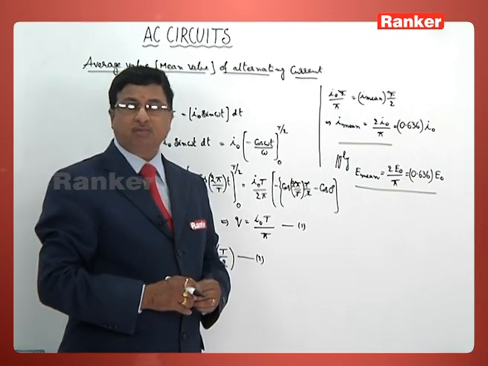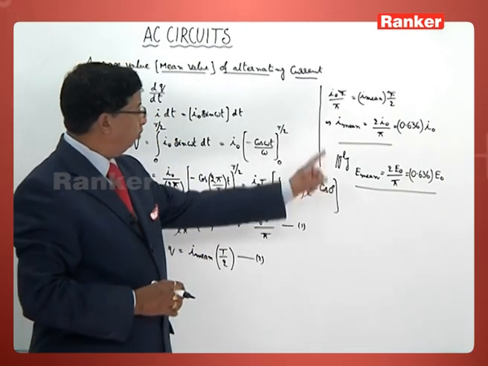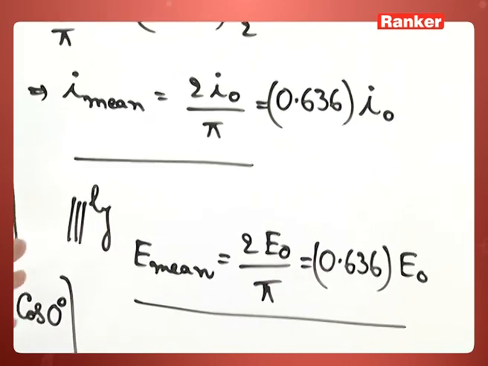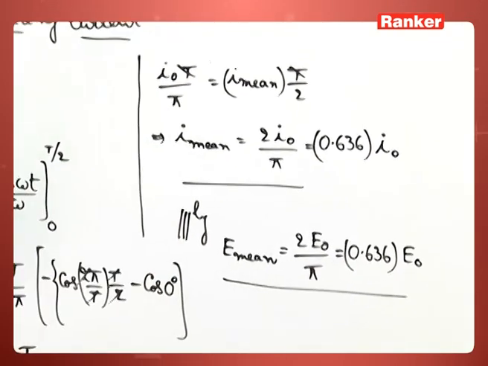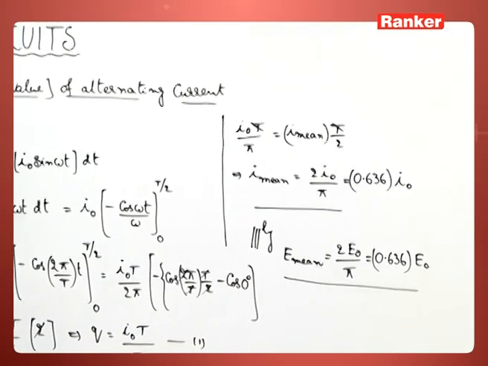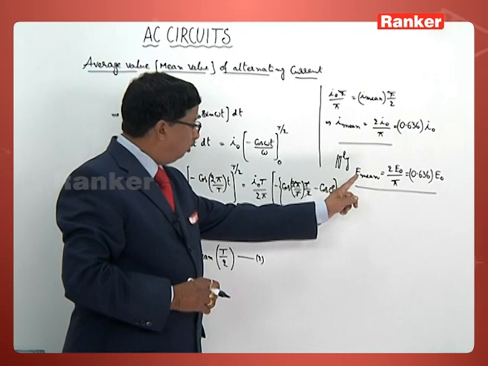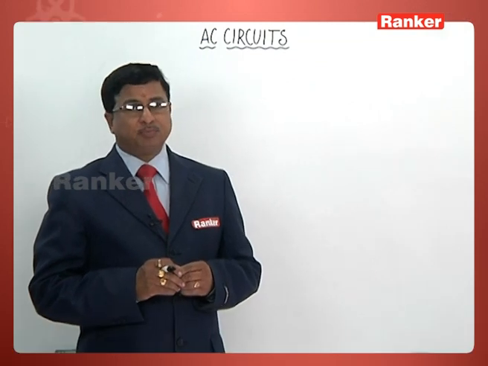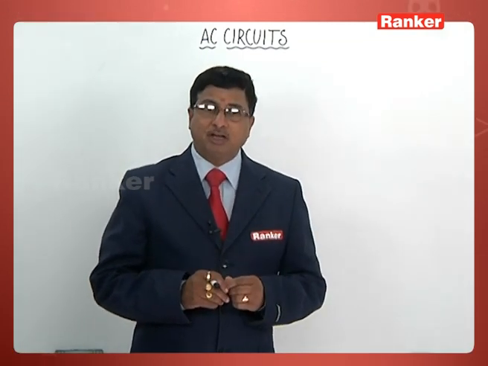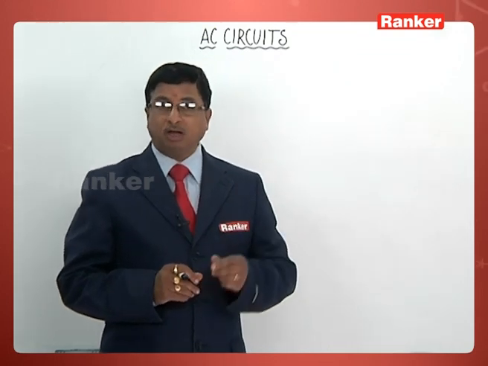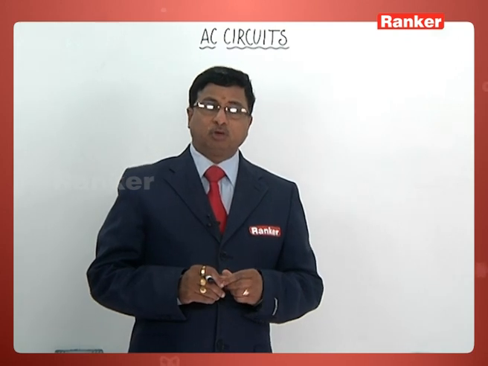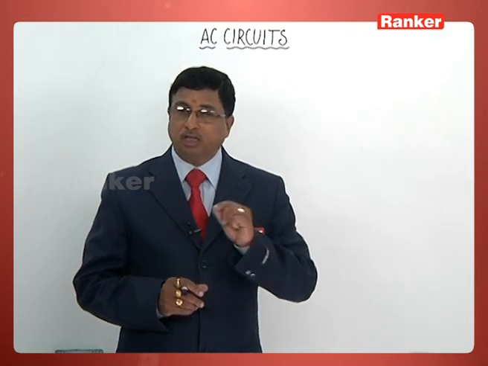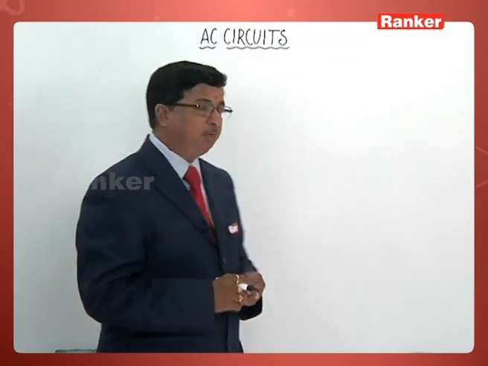Whenever we deal with average value or mean value of current, the basic formula will be 2 I naught by pi. Similarly, the mean value of alternating EMF we can write as 2 E naught by pi. These two are formulae one should remember. In the same manner, what is the RMS value of alternating current? That RMS value also is called the virtual value. So, what is the RMS value of current and of alternating EMF? Just recollect those two formulae as well.